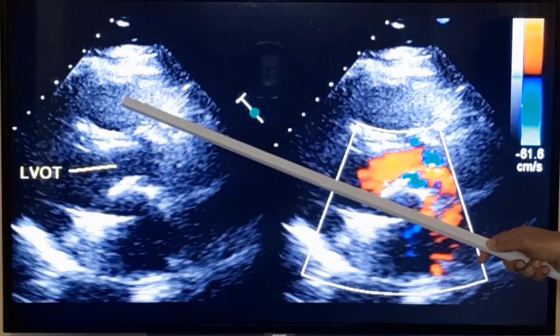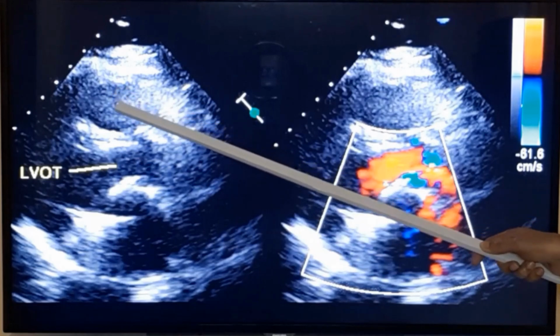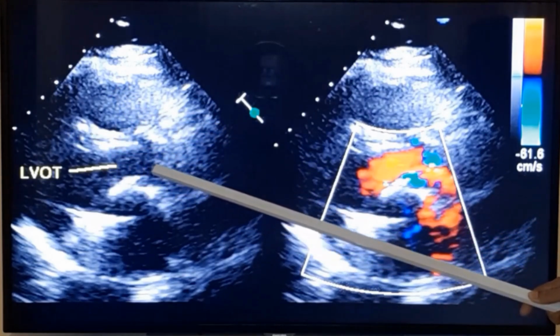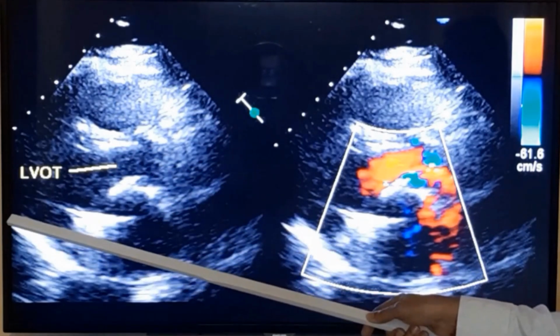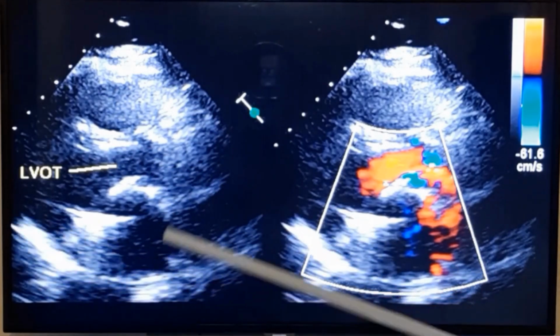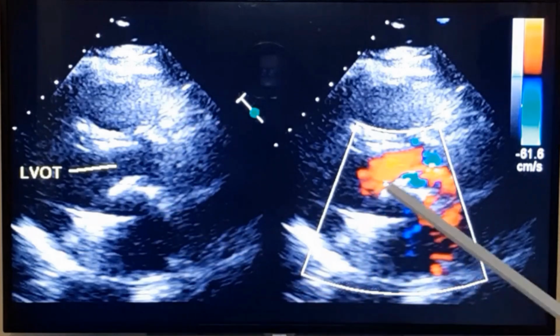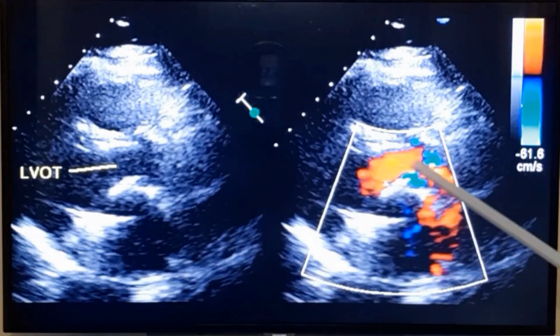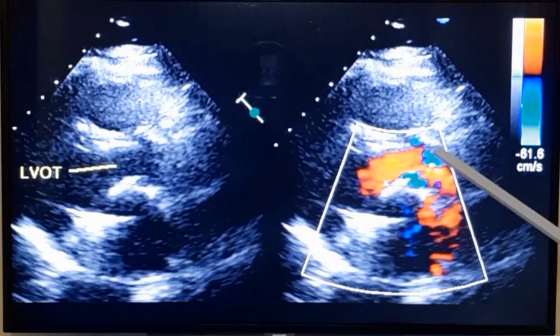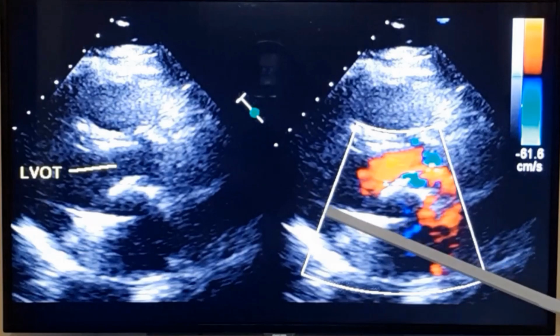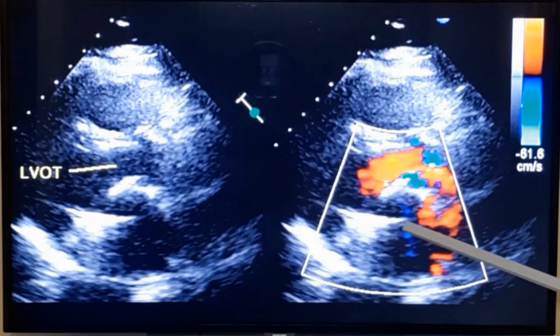This is the right ventricular outflow tract region, interventricular septum, left ventricular outflow tract region, posterior wall of left ventricle, left atrium, aorta. These are the structures in this 2D view. This is the color Doppler. You can see the flow across the left ventricular outflow tract into the aorta. There is no flow across the mitral valve into the left ventricle because the disc is in the closed position.